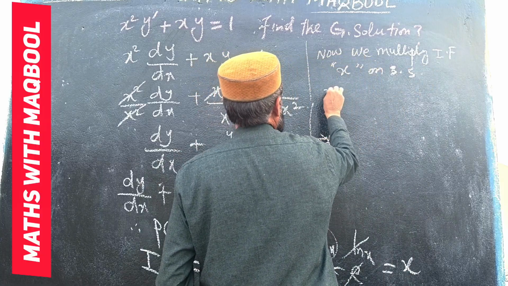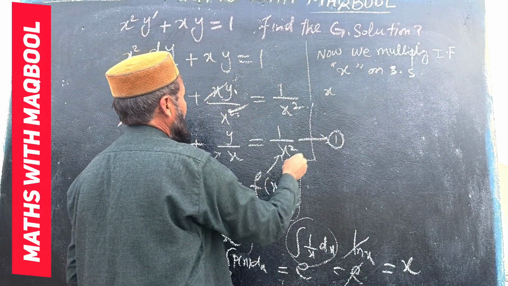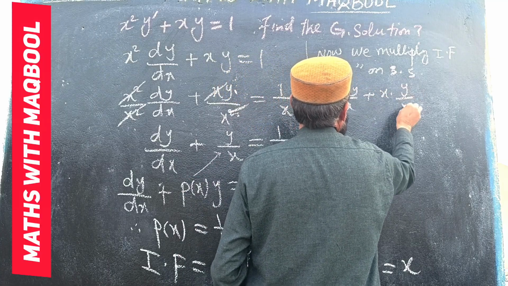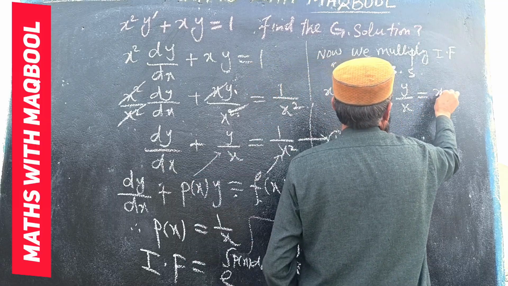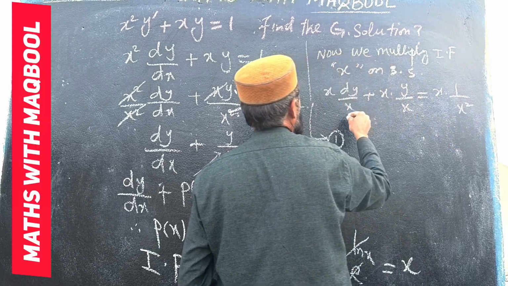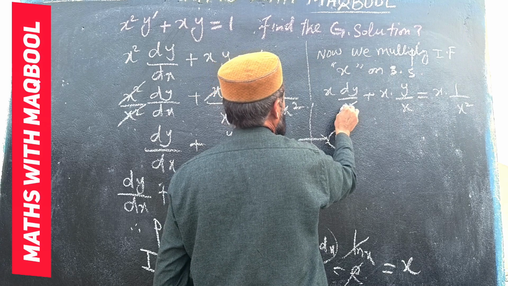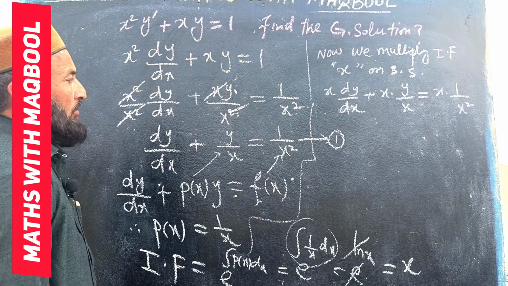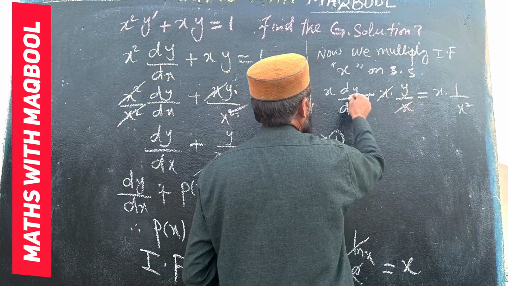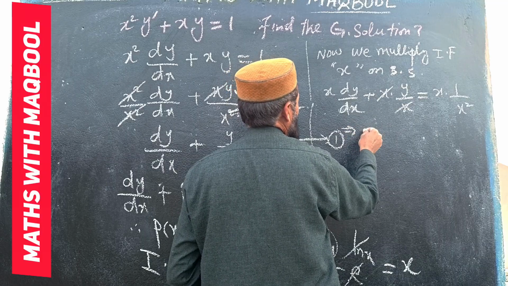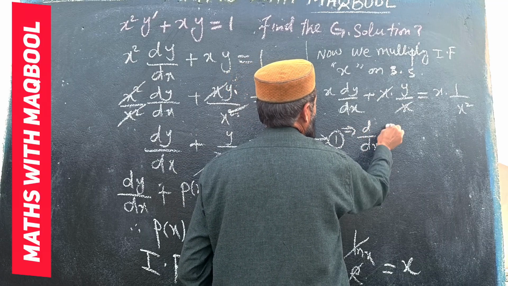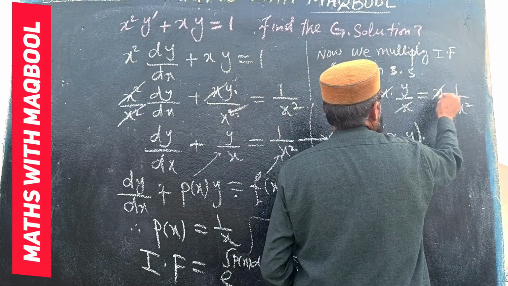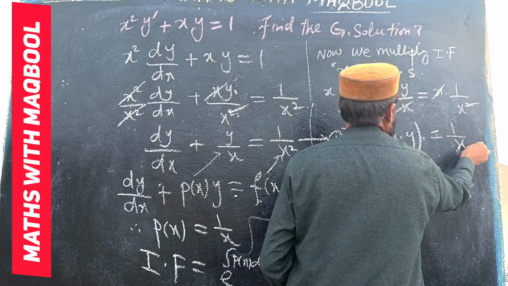So x dy by dx plus x into y divided by x is equal to x into 1 by x square. Now x and x cancel each other in the second term. This form we can write as a derivative: dy by dx of the product x and y, and on the right side x and x cancel, giving 1 by x.